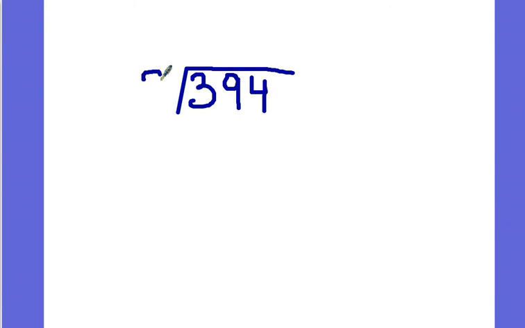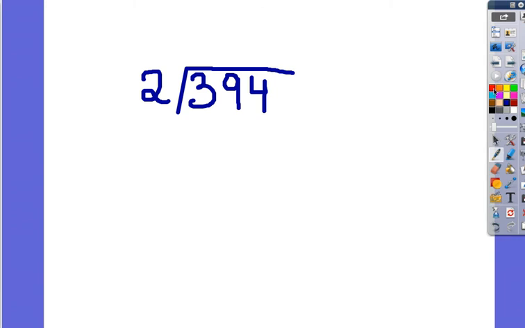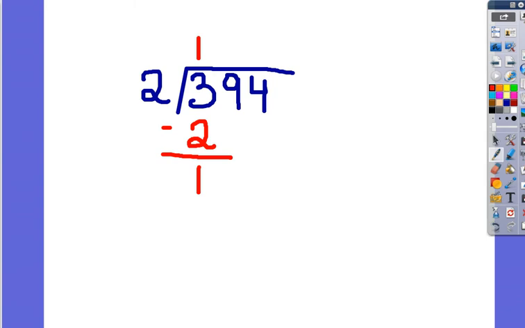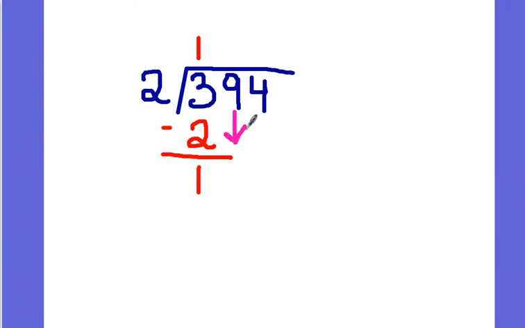2. Okay, so my first step is to take a look at the hundreds. 2 times what is 300? Okay, so 2 times 1 is 2. I'm going to put my 2 down here. Then I'm going to subtract. 3 minus 2 is 1. Okay, and then I'm going to come over here, bring my tens down and regroup by making my new number 19.